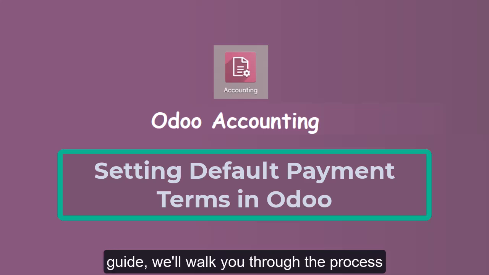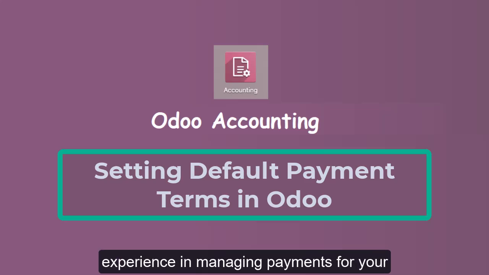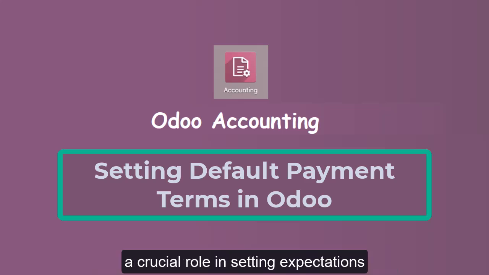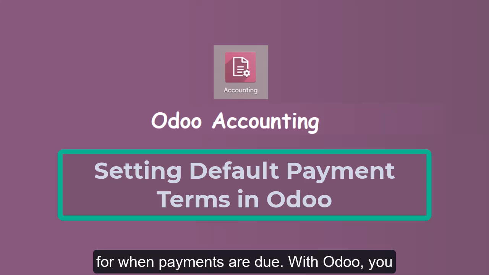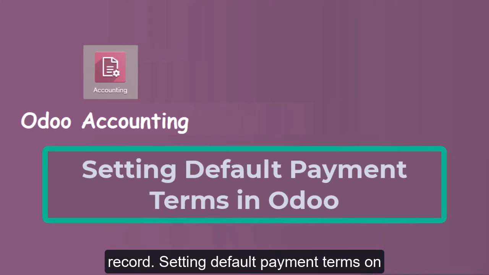In this guide, we'll walk you through the process of configuring payment terms for contacts and invoices, ensuring a seamless experience in managing payments for your customers and vendors. Payment terms play a crucial role in setting expectations for when payments are due. With Odoo, you can easily set default payment terms for your contacts or define them directly on invoices. Let's start with how to set up payment terms on a customer's contact record.